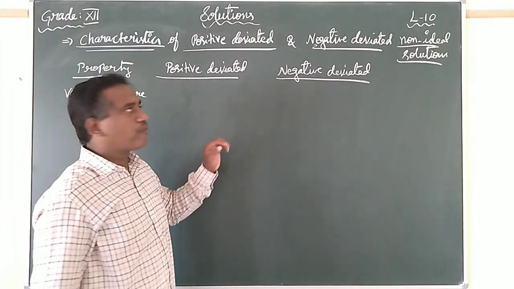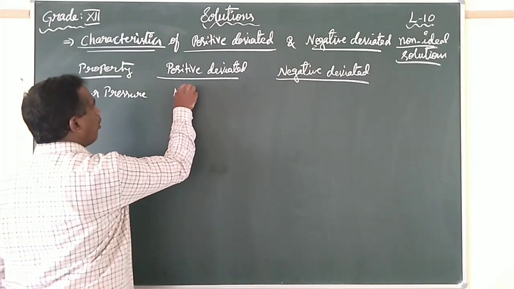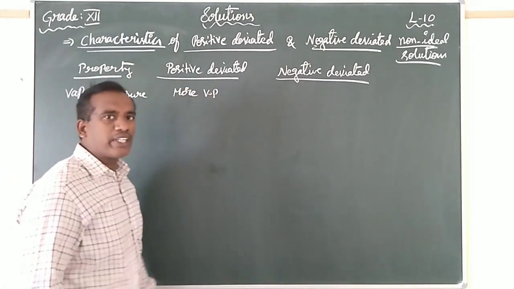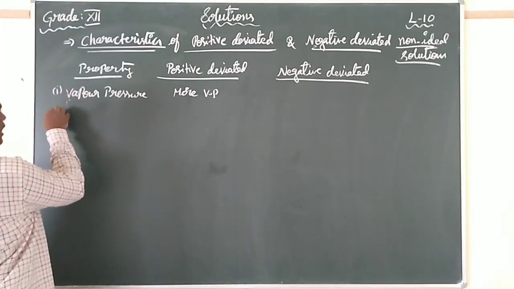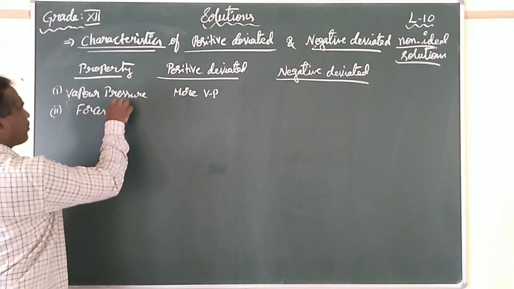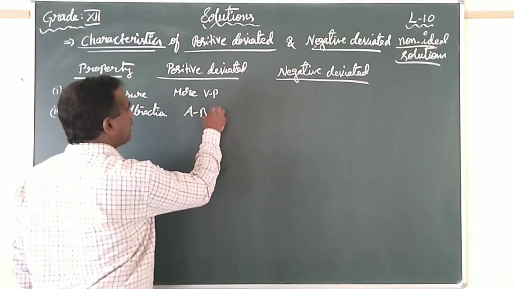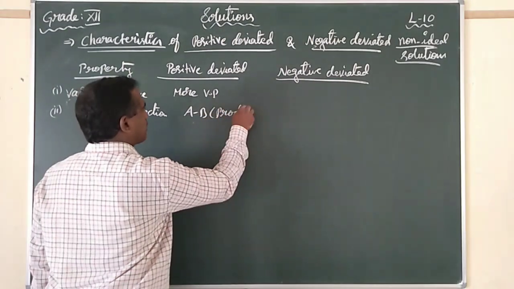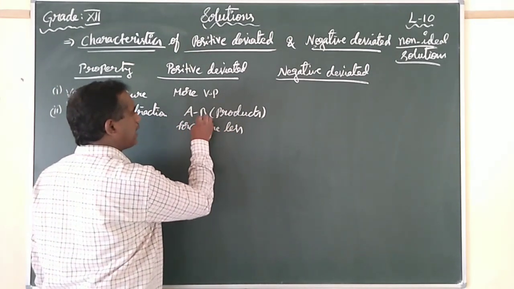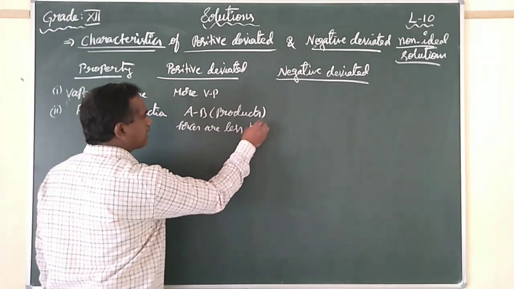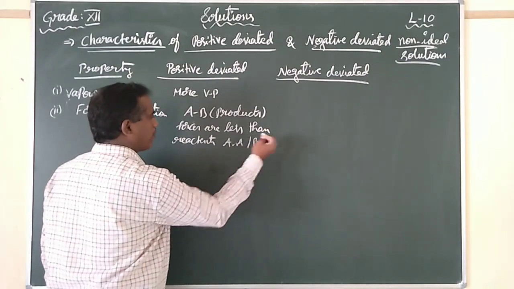Which has more vapor pressure, positive deviated or negative deviated? Positive deviated solutions have more vapor pressure. Why do they have more vapor pressure? Because their forces of attraction between A and B have decreased. So I want to bring in detail about forces of attraction. Between the products, A and B, the forces of attraction are less than in the reactants, AA or BB.